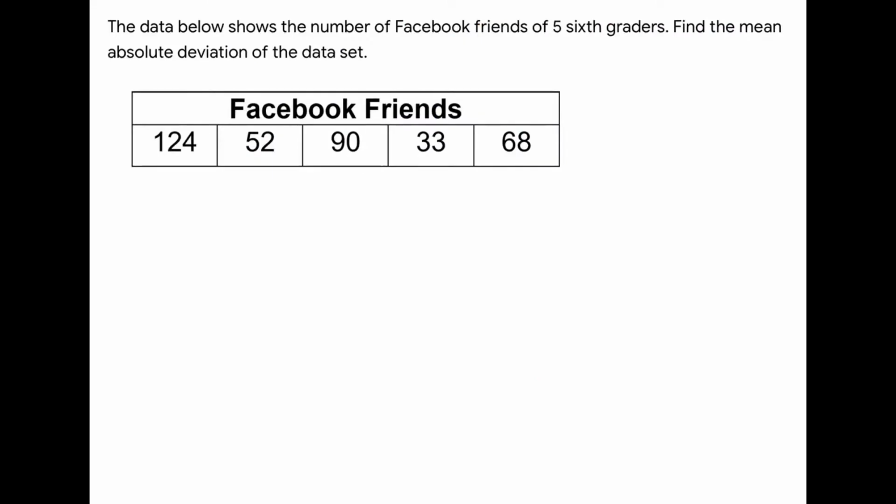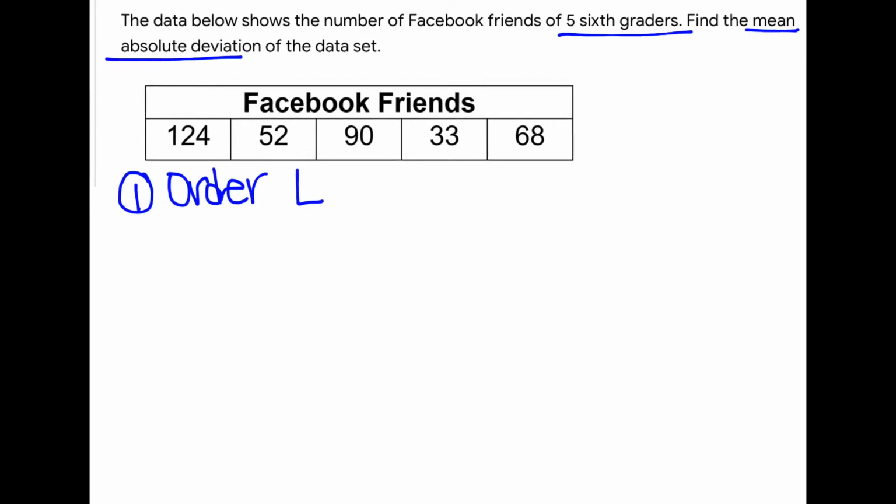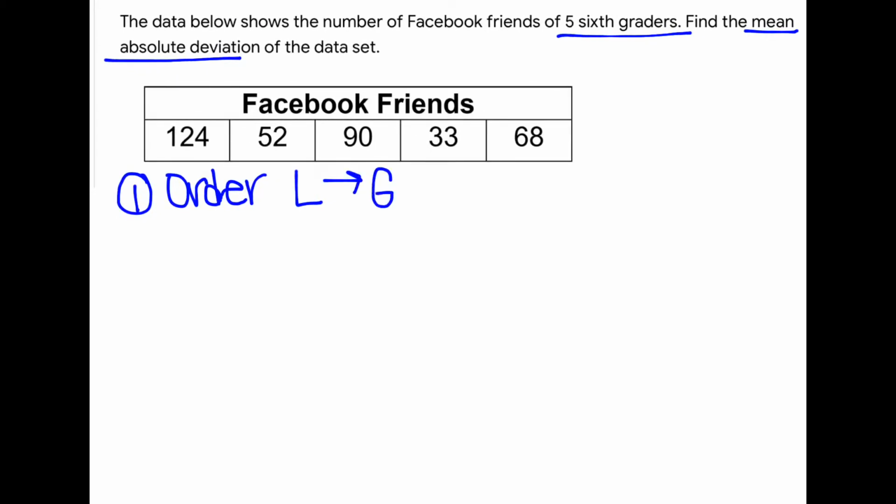The data below shows the number of Facebook friends of 5 6th graders. Find the mean absolute deviation of the data set. So step 1, you need to order from least to greatest. Step 2, you need to find the mean of the whole data set.